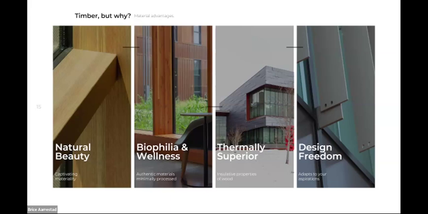It also adapts to your aspirations. There are a lot of design freedom abilities in the timber curtain wall system that are lacking in aluminum systems. And we'll cover some of those opportunities in today's presentation.